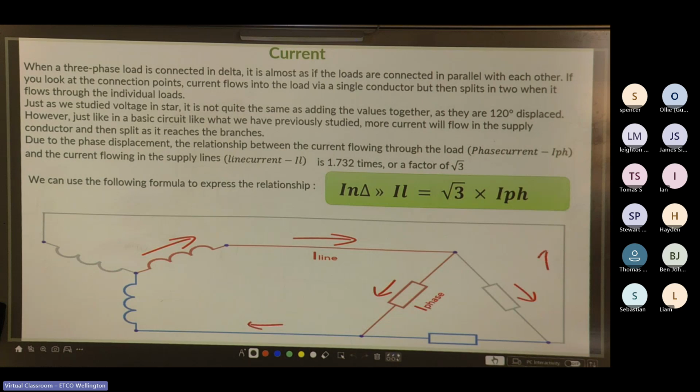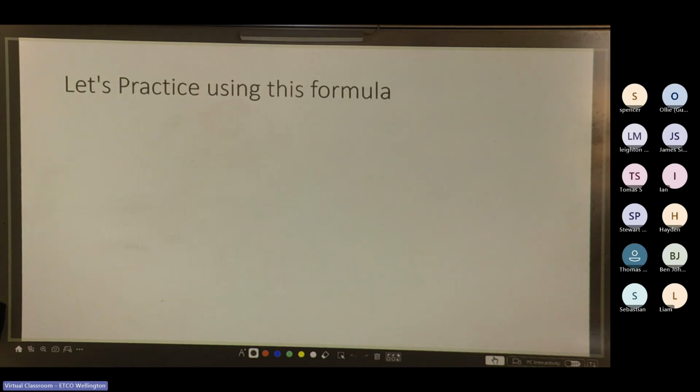So we can use the following formula to express the relationship. In delta, IL is equal to the square root of 3 times I phase. Cool. So let's have a go at this formula. A transformer is connected delta-delta and is a 45-to-1 step down transformer. The secondary line current is 22.5 amps.